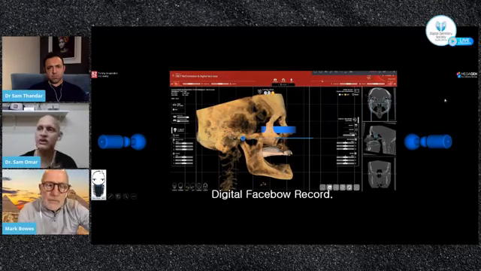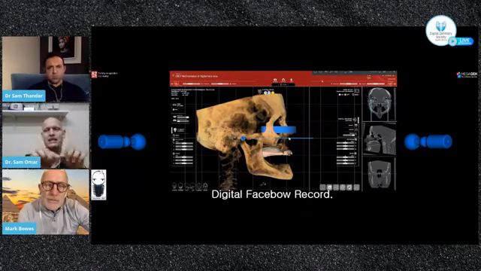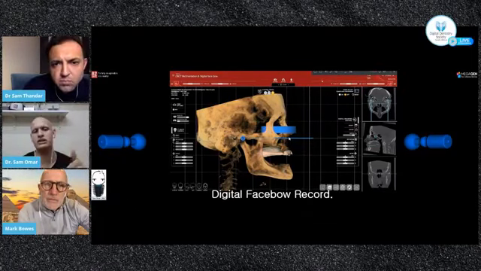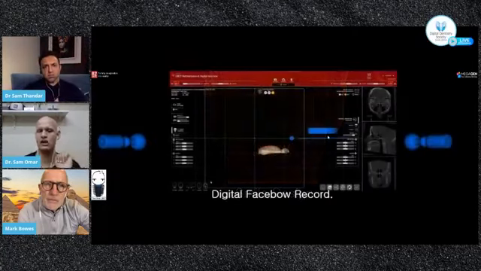Now when it comes to mounting the case, we use this line. Do you guys see this blue line right here? This is Frankfurt horizontal plane. So this is basically what I use as a reference in order for me to digitally mount this into the articulator. And I will go into detail into this part just in a few minutes.